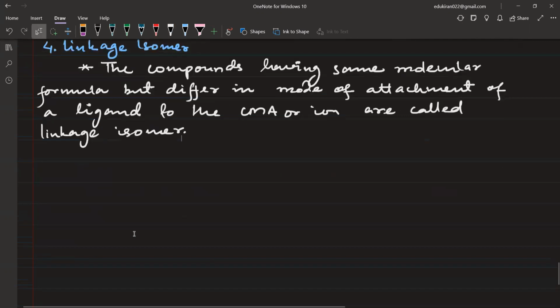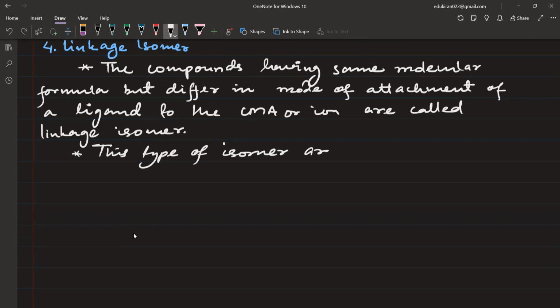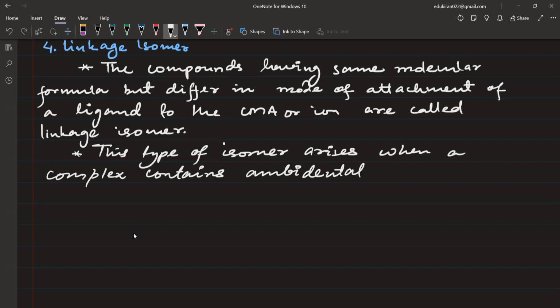Right, next point. This type of isomer arises when a complex contains ambidentate ligands. ठीक है, for example, you have nitrogen and 2 oxygen. They make 2 different ligands. They make NO2, which binds with nitrogen, and they make another one which is ONO. This binds with oxygen.